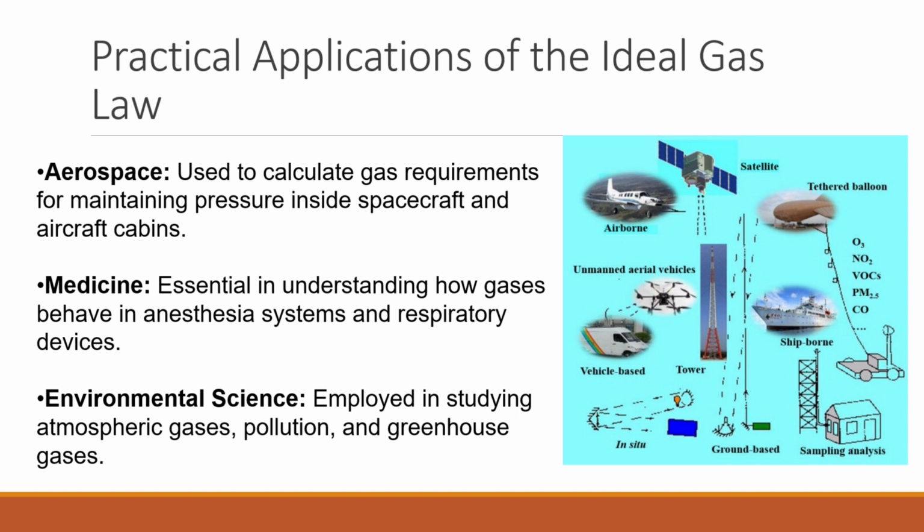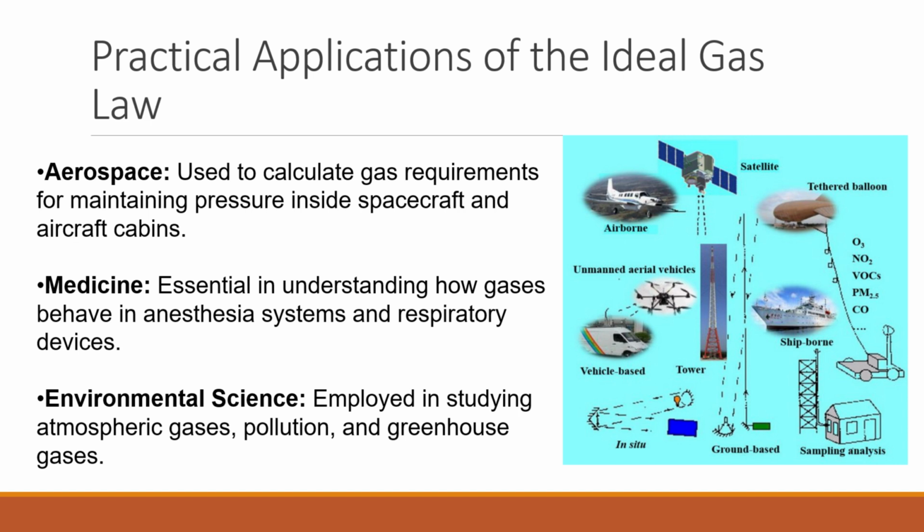Second is medicine. In medicine, the ideal gas law is used to understand the behavior of gases in anesthesia delivery systems and respiratory devices. For instance, it helps in determining the correct volume of oxygen needed for a patient under different conditions. Last is environmental science. The ideal gas law also plays a role in studying atmospheric gases. Scientists use it to measure and predict the behavior of gases in the atmosphere, which is important for understanding pollution and climate change.